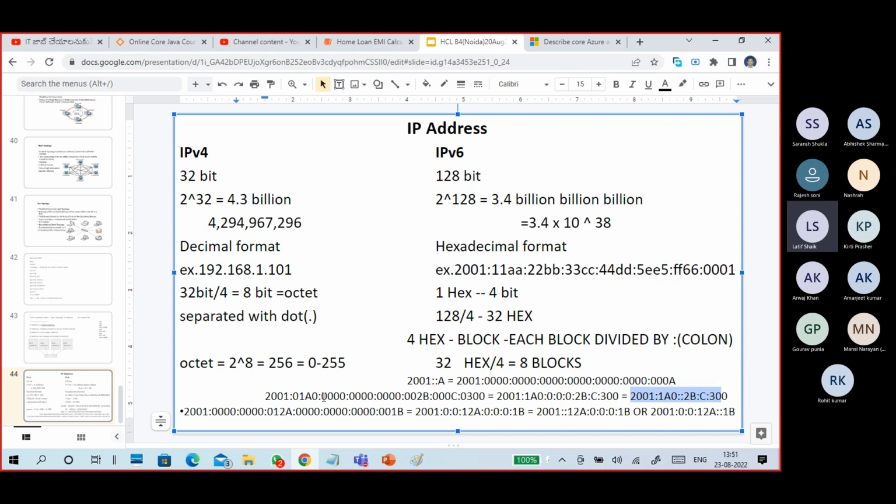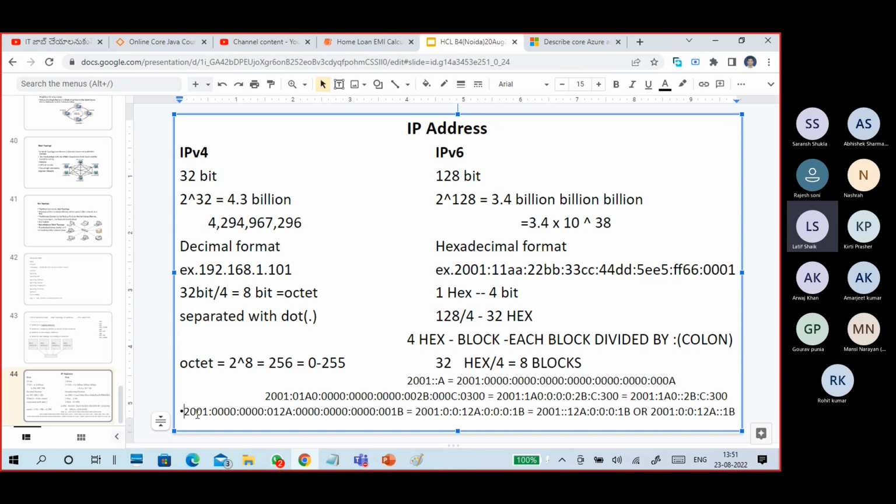So look here. 3 blocks are having continuous zeros. So I put a double colon here. Instead of writing zeros like this or like this, I put a double colon. Okay, so this is another example.